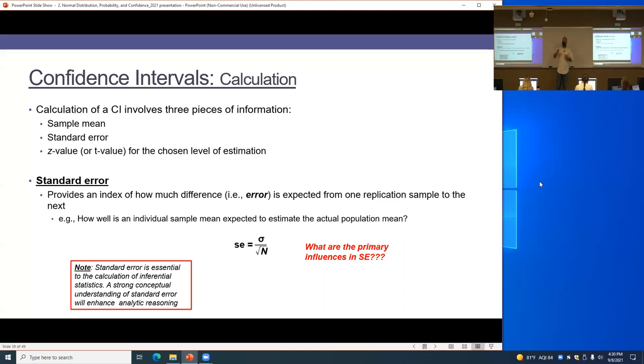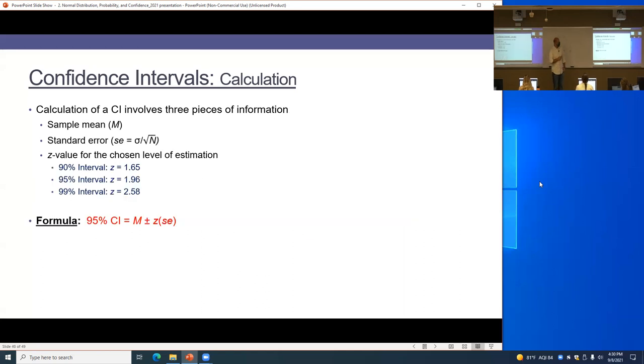Okay. So we'll get into more nuanced interpretations of standard error, but just as a preview, this is kind of what this is looking at.